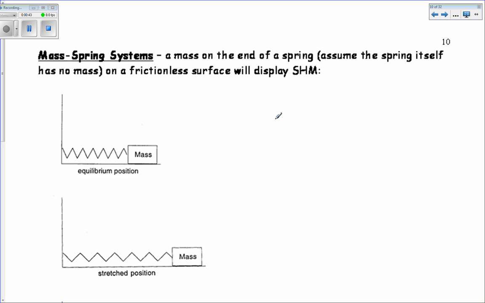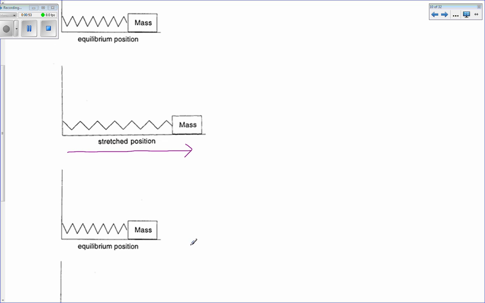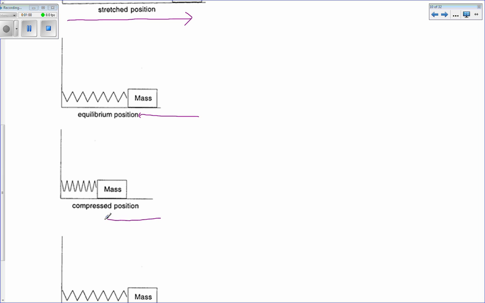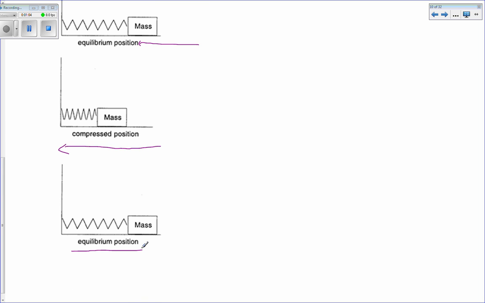We're always only talking about horizontal, and so there's some equilibrium position that the mass has, and then you can pull it out to its stretch position. So you've pulled it out to its stretch position, and then if you let go of it, it'll go back to its equilibrium position. It'll keep going through the equilibrium position to its compressed position, then it'll turn around and come back out through its equilibrium position, and then continue back out to its fully stretched position, back through equilibrium to compressed, and so on, and it just goes back and forth like this.